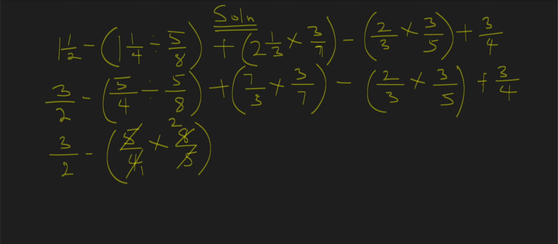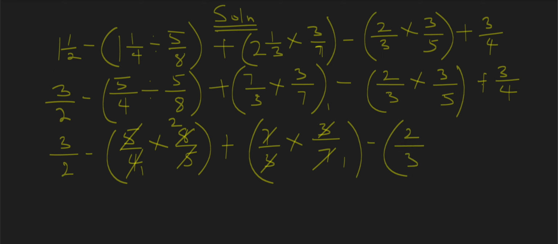Okay, then plus 7 over 3 times 3 over 7. So this 3 cancels 7, and we have 1 here. All right, so minus 2 over 3 times 3 over 5. So this 3 can cancel out. So left over 5 here plus 3 over 4. Okay, so this is what we have.